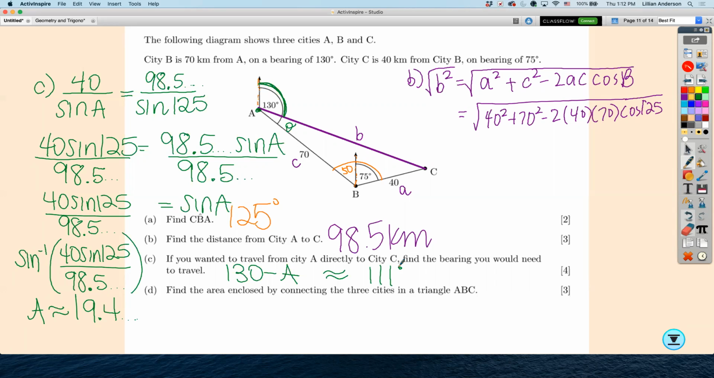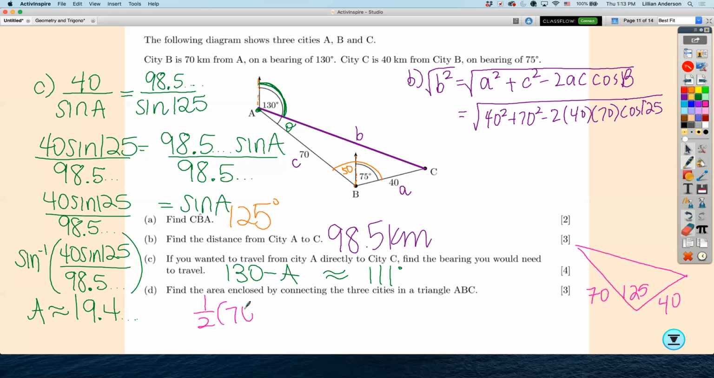Last thing, it says to find the area enclosed by connecting 3 cities in a triangle. So I'm looking for the area of this general region. Do I have side angle side in this triangle? Yes. When you look, you found this angle to be 125. This side was 40 given to you, and this side was 70 given to you. To be honest, I'd rather use this with the 125 versus using 70, the 98.5 number, and the angle for theta, because we had to find 2 of those things. All right. At least then we only had to depend on our knowledge of angles to find the 125.